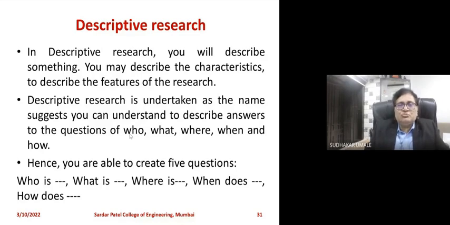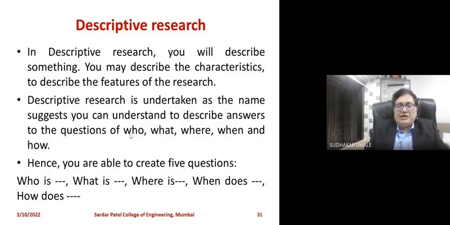We will discuss how you may describe the characteristics and features of your research. These are two very important points: how to describe the characteristics and the features of the research. Descriptive research is undertaken, as the name suggests, to describe answers to the questions of who, what, where, when, and how. Hence, always ask these questions yourself.